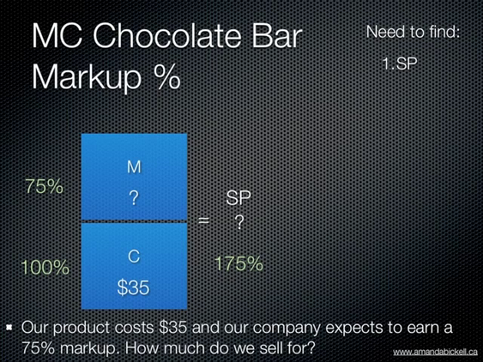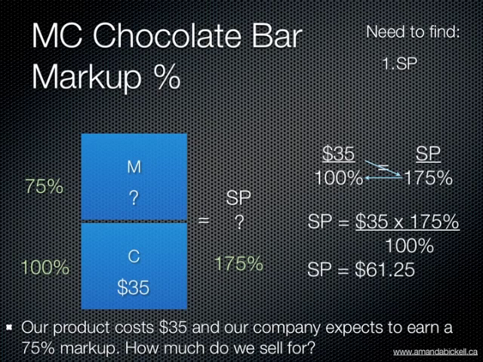Because we've got a dollar value for cost and a percentage for cost, and we've got a percentage for the selling price, and we only need to find the dollar value for the selling price, we can set up a ratio. We can say that $35 is to 100% as the selling price is to 175%. We can then cross multiply and divide, and we end up with this. The selling price is equal to the $35 times 175% divided by 100. So we end up with a selling price of $61.25. It's a lot simpler, from my perspective anyways.